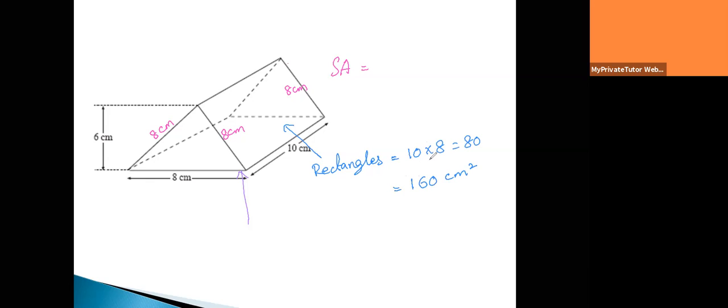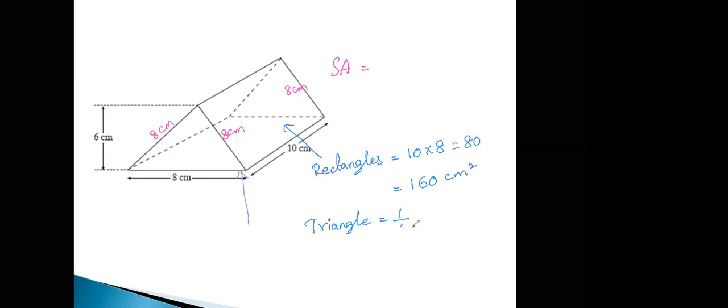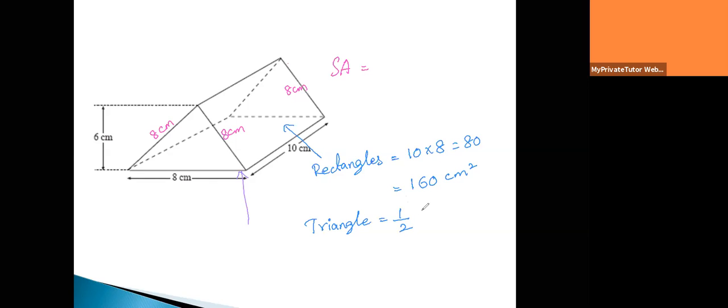Now front and back. What do we have in the front and back? We have a triangle at the front as well as the back. So find the area of the triangle. Half base into height, which is 6 times 8, 48. So 48 divided by 2 is 24. But since we have two triangles, we get 48 again. I hope you got that.